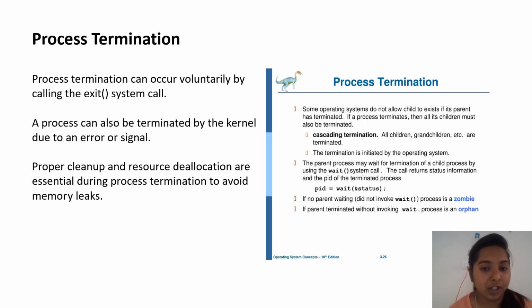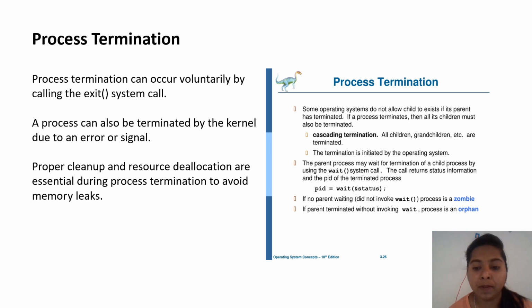Process termination. Process termination can occur voluntarily by calling the exit system call. Some operating systems do not allow a child to continue if its parent has terminated. If a process terminates, all its children must also be terminated. This is cascading termination: all children, grandchildren, and so on are terminated. The termination is initiated by the operating system.